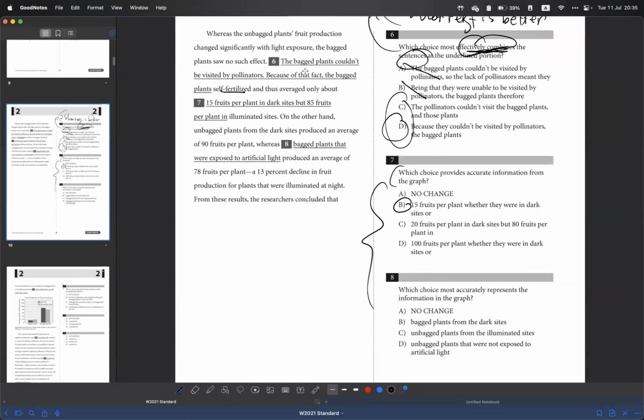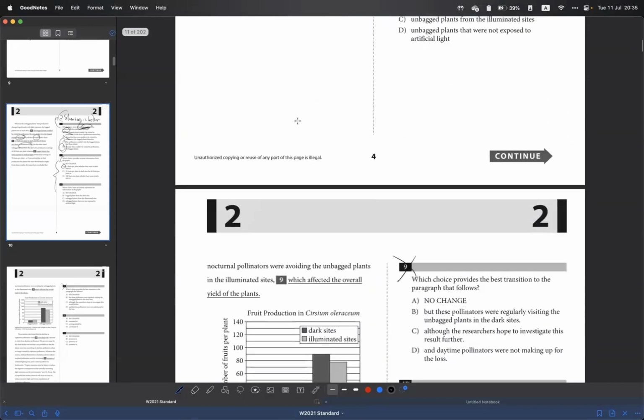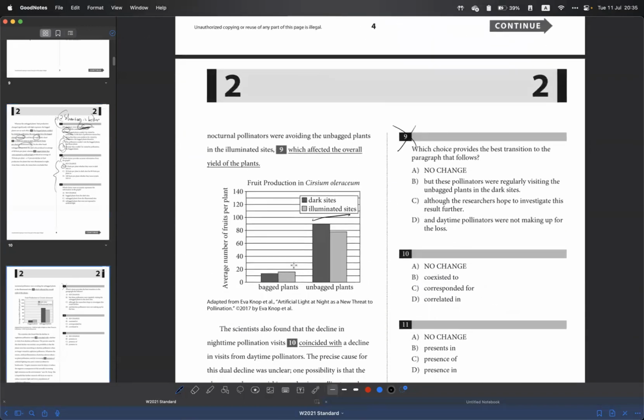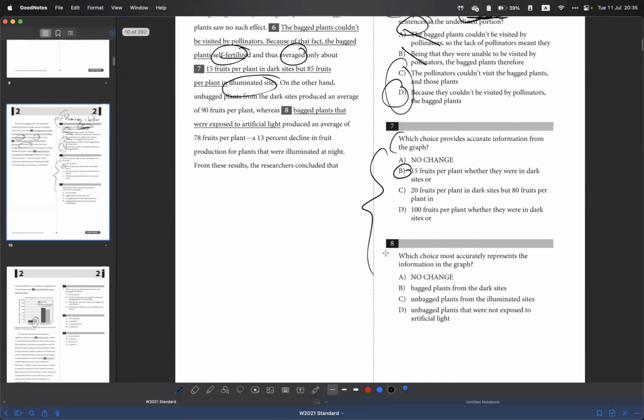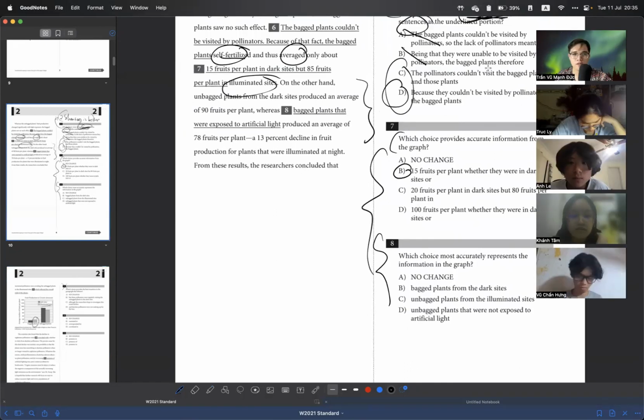6 is D. Because they couldn't be visited by pollinators, the baguette plants self-fertilized, and thus averaged only about average. What is the average in illuminated sites? So let's say illuminated sites, baguette, it's some less than 20. Yes, 15. Exactly. How about 8? Read this and do it first. Do 8 also. Read, and then if you need to scroll down, ask me.